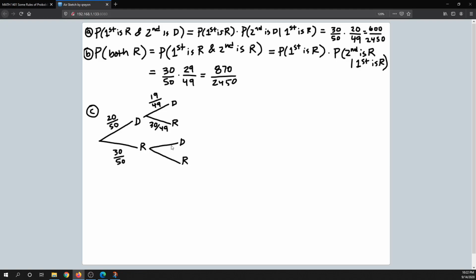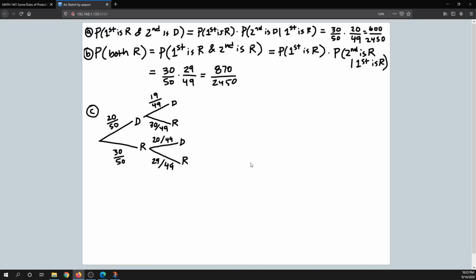And again, what I'm going to do is label these branches on the second part of the tree as conditional probabilities. So the conditional probability that you would pick a Democrat in the second round, given that you picked a Republican in the first round, would be 20 out of 49, right? 49 governors total, and 20 of those are Democrats. And then for Republican followed by another Republican, that would be 29 out of 49. 49 governors left total, 29 Republicans left. So the probability of picking a Republican in the second round, given that a Republican was picked in the first round, is 29 out of 49.